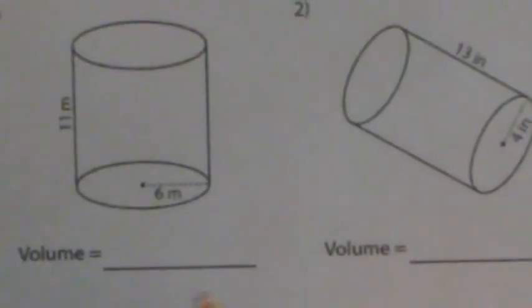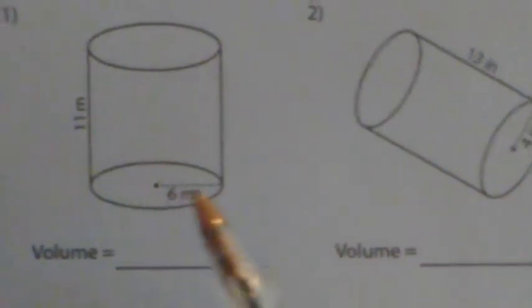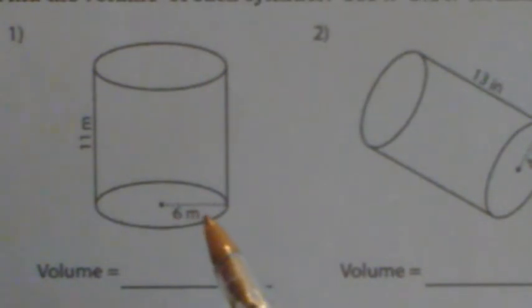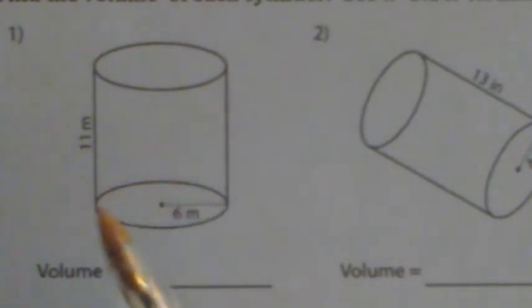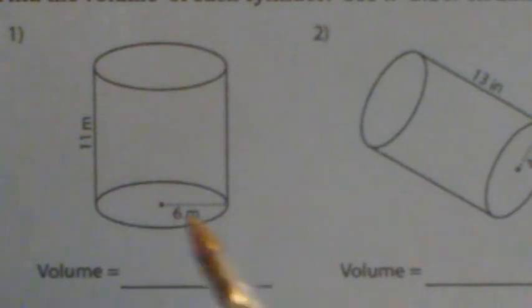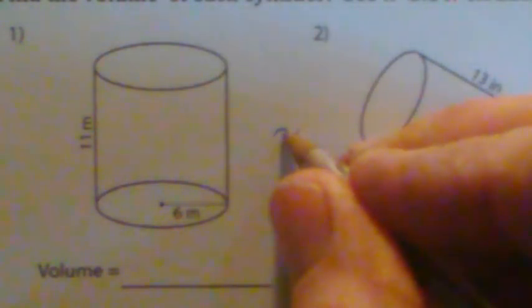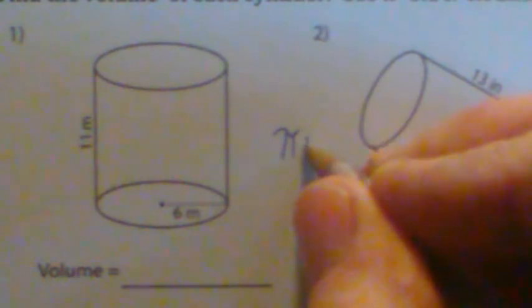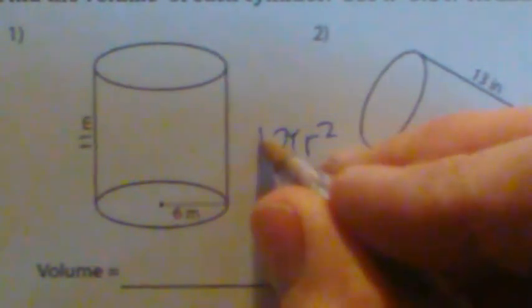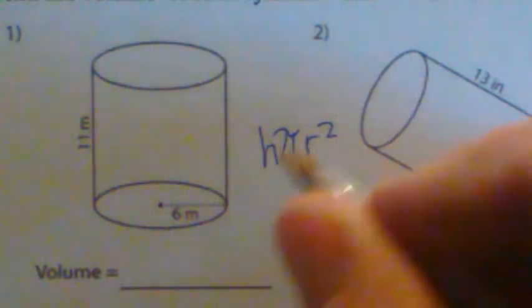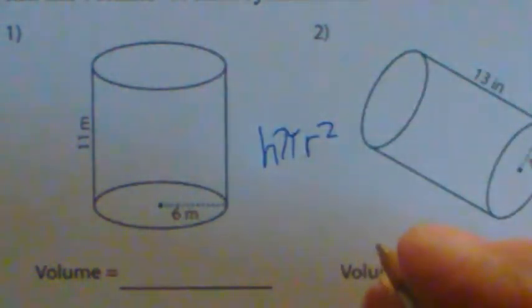First one, you have 6 meters as the radius. And you need the radius because you want the area of the circle times the height. The area of the circle, remember, that is pi r squared. That's the area of the circle, but you're going to multiply it times the height. And that will give you the volume of the cylinder.